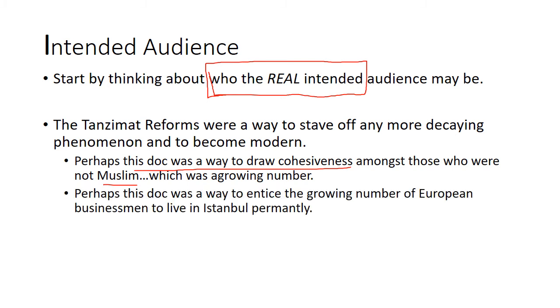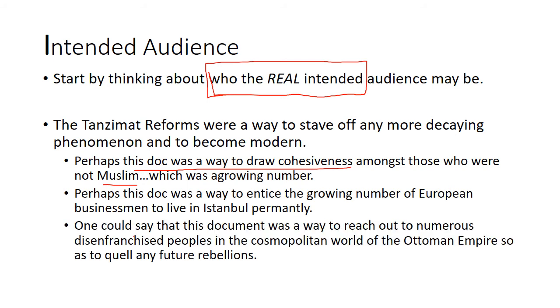Perhaps this is a way to keep the number of European businessmen in Istanbul. And perhaps this is a way to stop any future rebellions. Because you see, the Ottoman Empire is a very cosmopolitan society, lots of different people. And so let's try to include as many of these people as we can. And that's the real intended audience here, is all the different peoples. How about that? Now you're talking about real intended audience. That's good. And I saw some students write about that. And that makes perfect sense. And again, all this refers back to the prompt and back to the answer to the prompt. That's why using a prompt in a HIPP drill is so important.